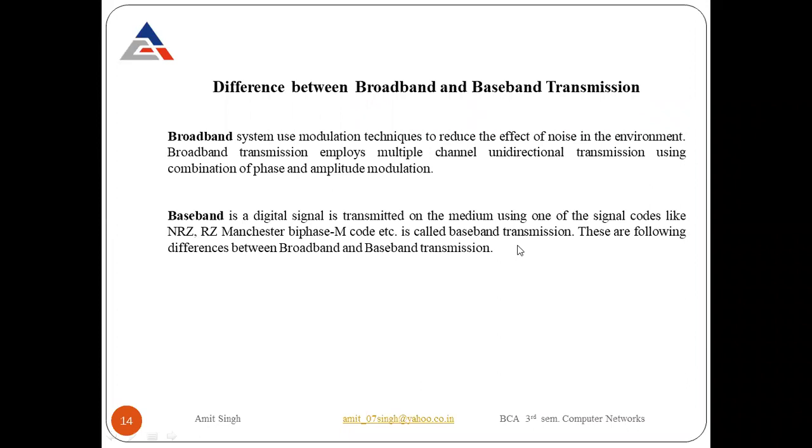It is a signal code, or you can say the RZ or the Manchester biphase M code. Basically, these are the codes through which we are able to send the signals in the case of baseband. It's called the baseband transmission. These are the following differences between the broadband and baseband.